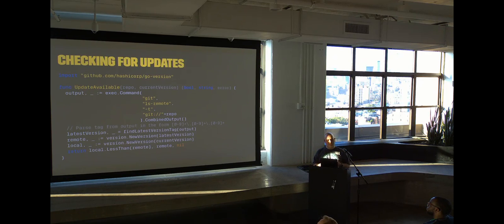But at the top here, we make a call to execute the git command. So you need to have git installed. It will pull the list of tags from the remote. And then it will use the HashiCorp Go version package to build comparable version objects so you can determine whether your version is newer or older than the one that's on the Git remote.